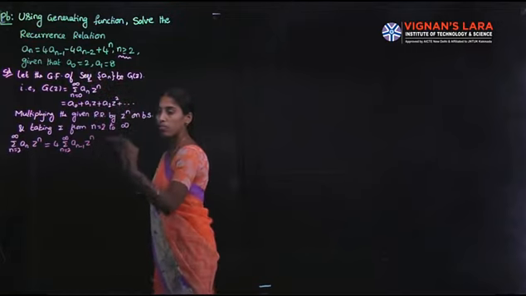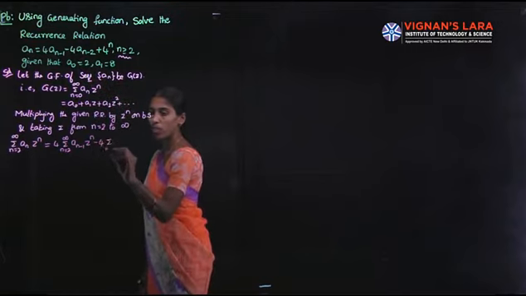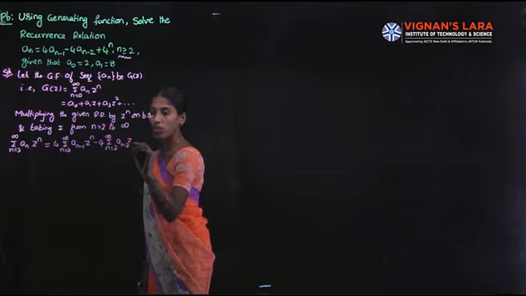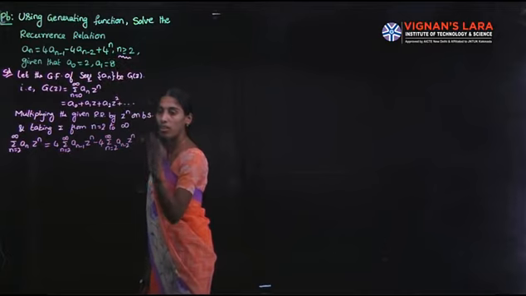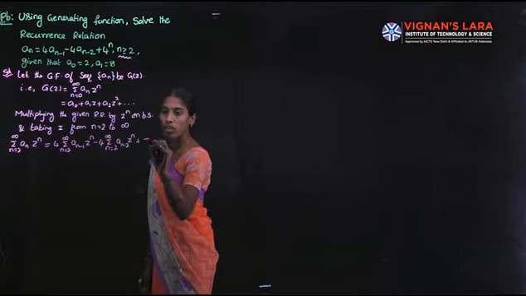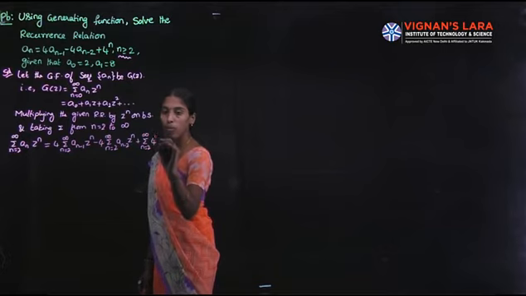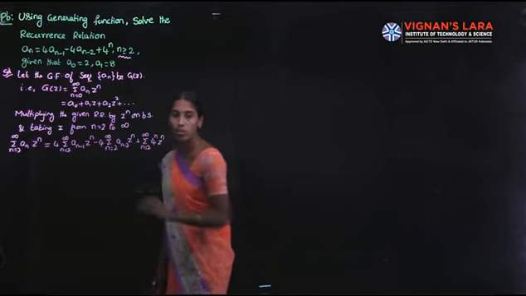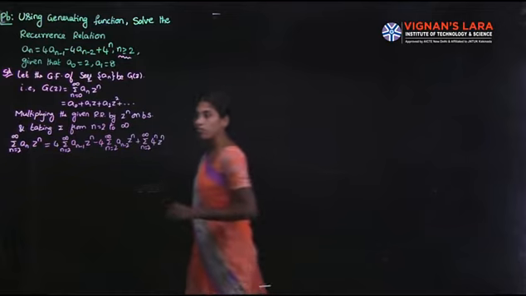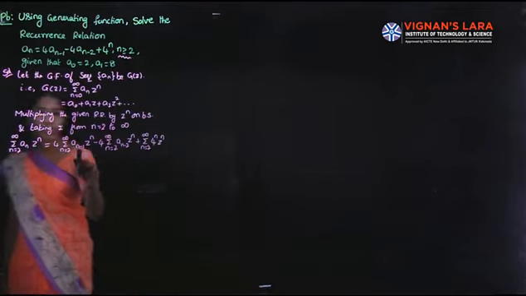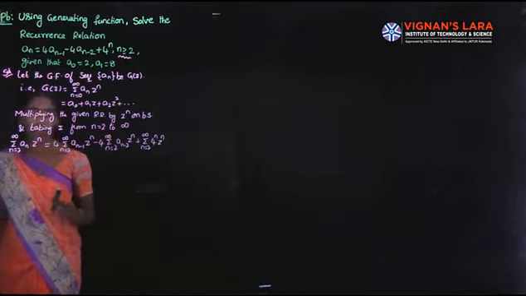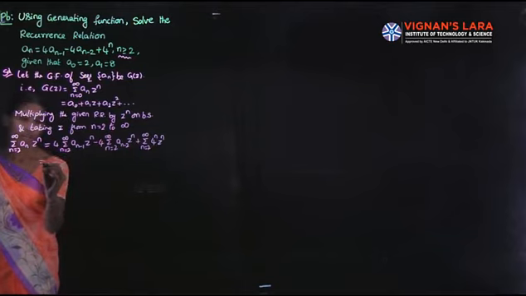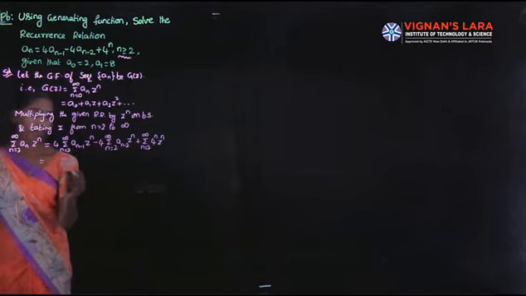From this term, sigma n equal to 2 to infinity a_{n-2} z^n. From the third term, sigma n equal to 2 to infinity 4^n z^n. Now first equate the suffix of a and the power of z, both are equal. So on the LHS both are equal.